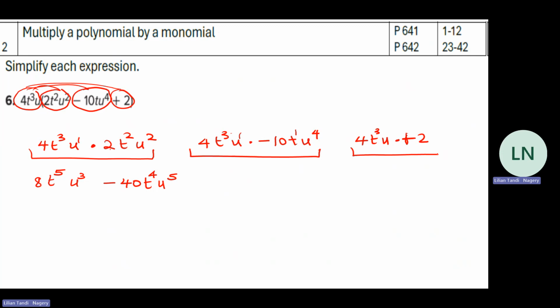Then we solve this. 4 times positive 2 is positive 8. T does not have a friend, so it stays the same. U does not have a friend, so it stays the same. So you box your answer.